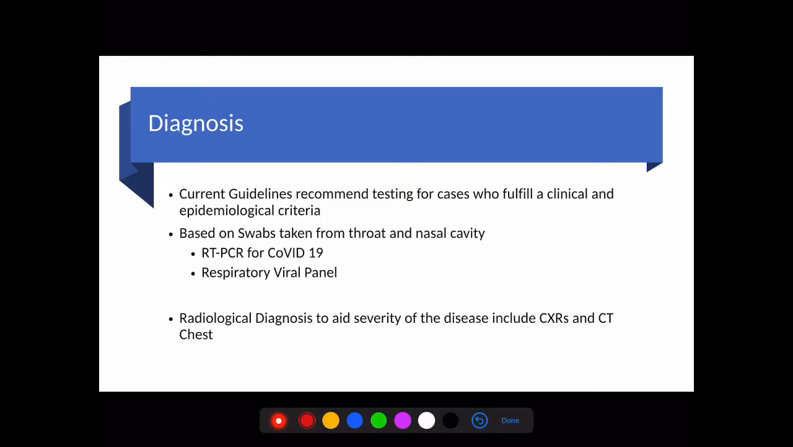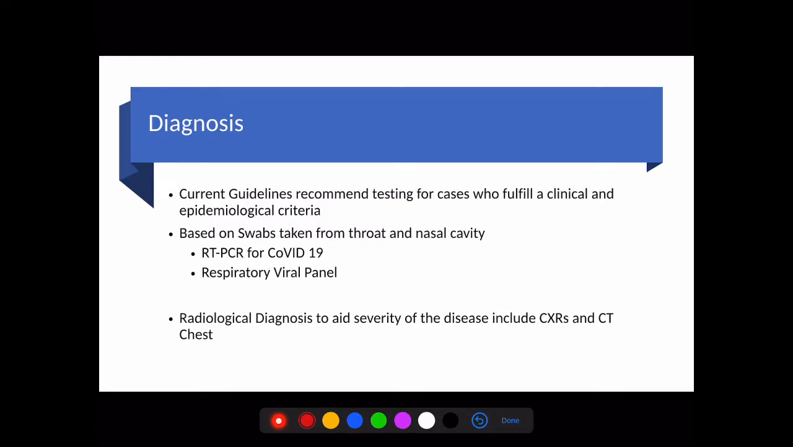And these days the real time PCR takes 5-6 hours, and you can get the results, and then accordingly treatment can be offered. Now there are two types of swabs that are taken, from the throat and from the nasal cavity. One is tested for COVID-19, that is the real-time PCR, and the other one tests for different types of other viruses, which is called the respiratory viral panel.